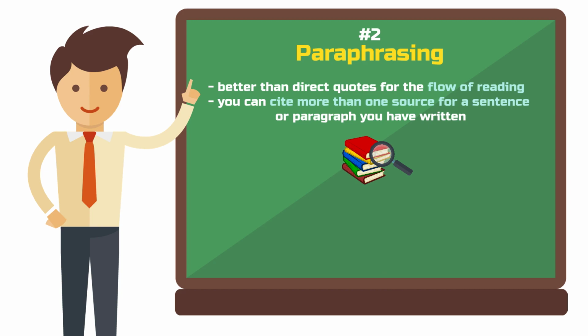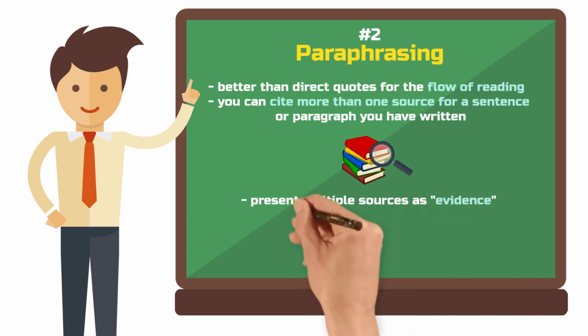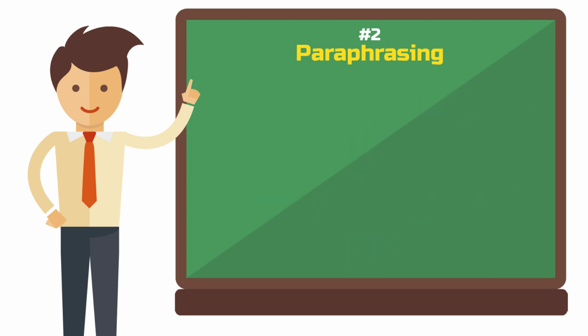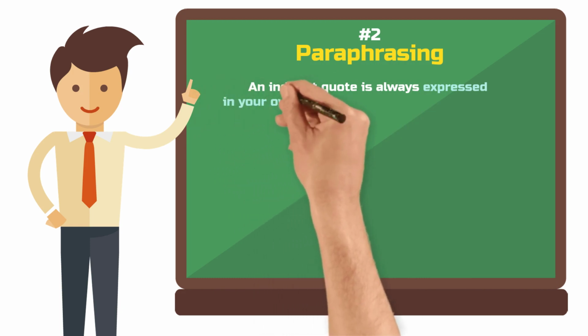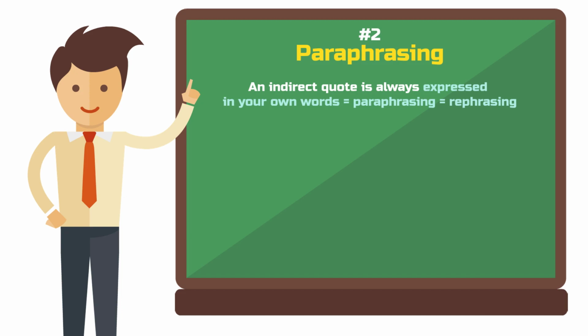Additionally, it can be helpful to present multiple sources as evidence behind a statement, especially when you want to emphasize that the majority of authors agree on a certain matter and there is a consensus. An indirect quote is always expressed in your own words. This is also known as paraphrasing. So it's simply just a fancy word for rephrasing.